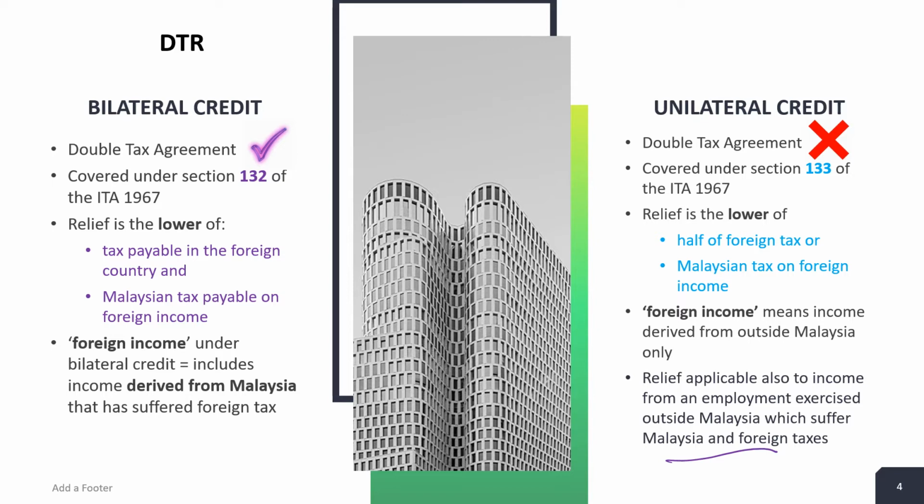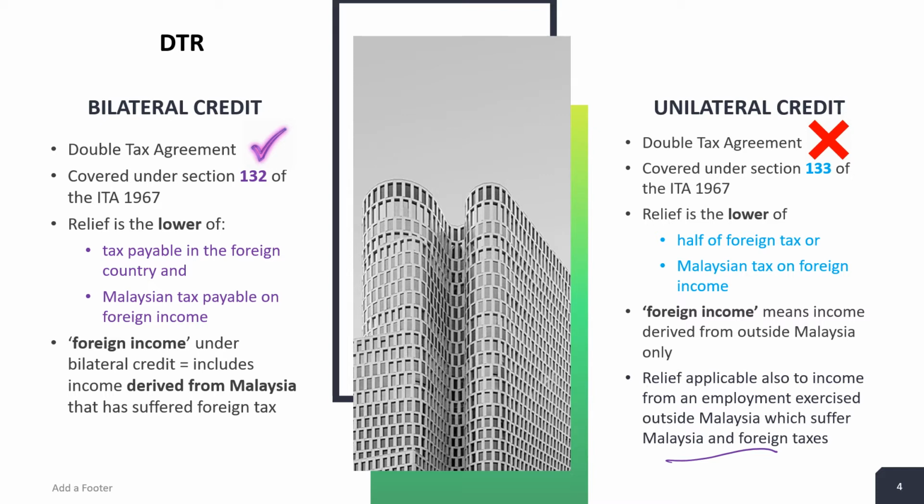On the calculation part, for relief under bilateral, we compare between tax payable in the foreign country, which means the tax that the person has paid on the income in the foreign country, with Malaysian tax payable on that foreign income. Okay, so that income brought back to Malaysia, how much is the tax on the income in Malaysia? So we compare and we take the lower amount as the relief.